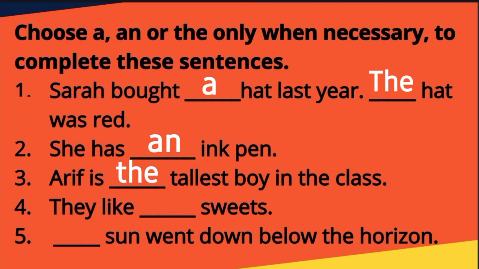Now, we move on to number 4. They like blank sweets. Remember, for plural nouns? For plural nouns, we do not use articles. So, they like sweets. The last one now. Blank sun went down below the horizon. Here, the sun is only one. Thus, we use the article. Yes, we use the article the. The sun went down below the horizon.